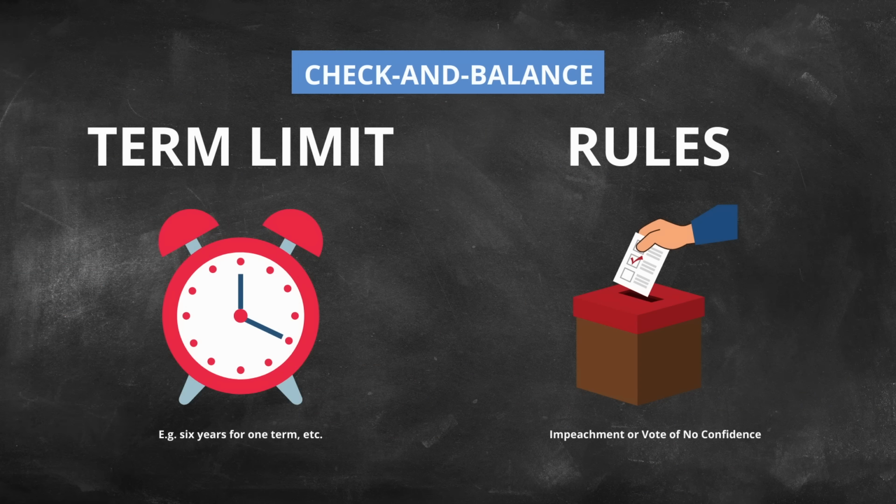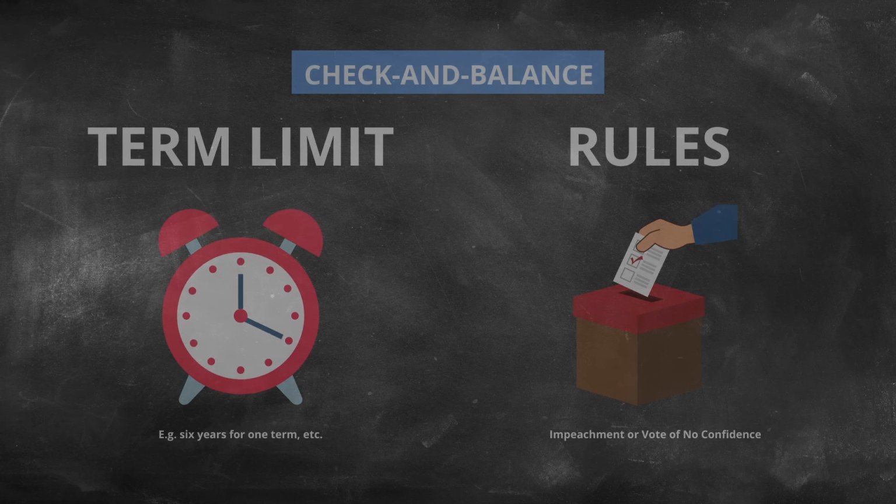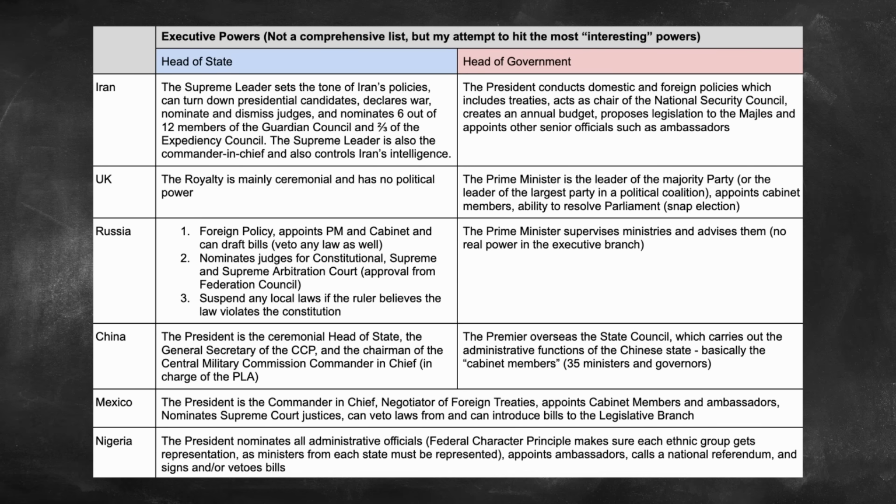There are certain checks and balances within the executive branch, such as term limits and rules to kick out an incompetent leader. Of course, this all depends on the country. Here's a chart that shows the different responsibilities between the head of state and government. Other than the United Kingdom, all heads of state are commanders-in-chief. Usually, the head of state's power is limited to being a ruler rather than a crafter of law.